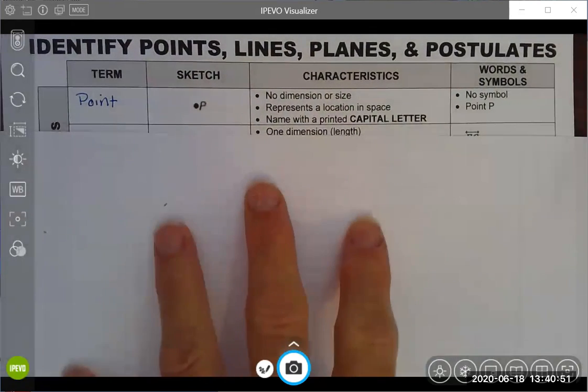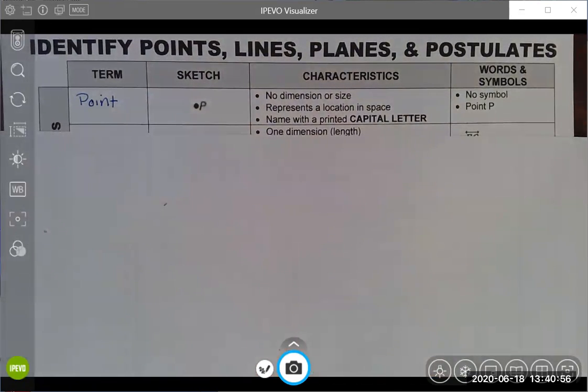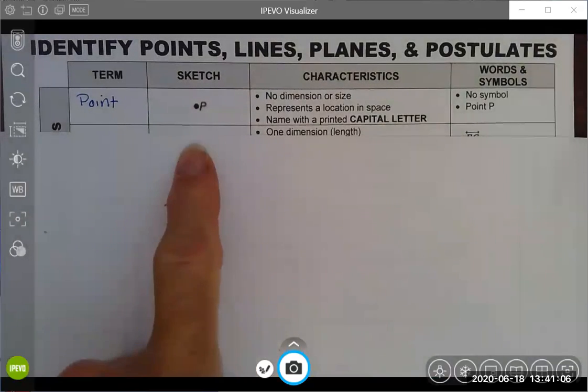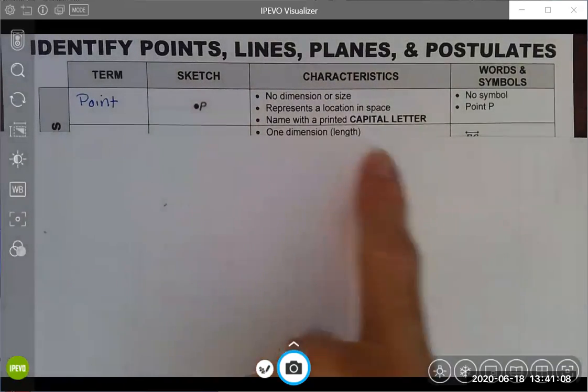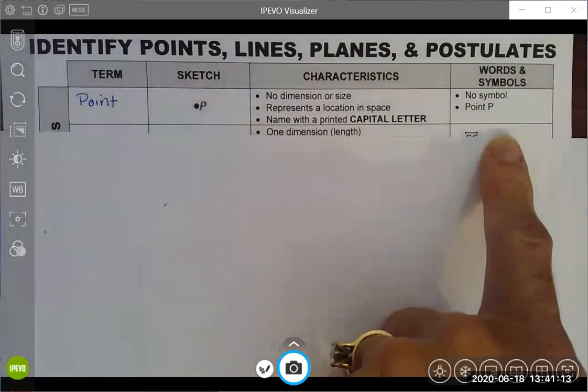I am starting us on this page. I am not going to read you every detail that's shown in this table. You can peruse that at your leisure. But I'll help you identify some of the more important things that are identified here. We're going to start with a term, a picture of it, what its characteristics are, and then the words and symbols that are used to represent that term.